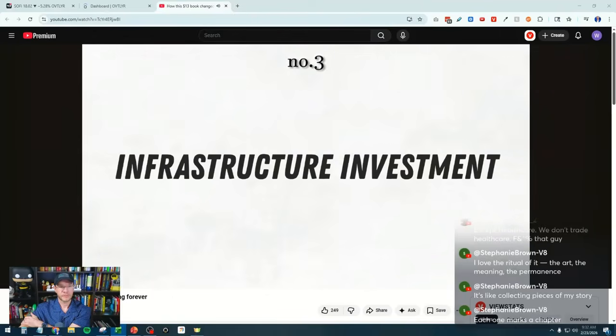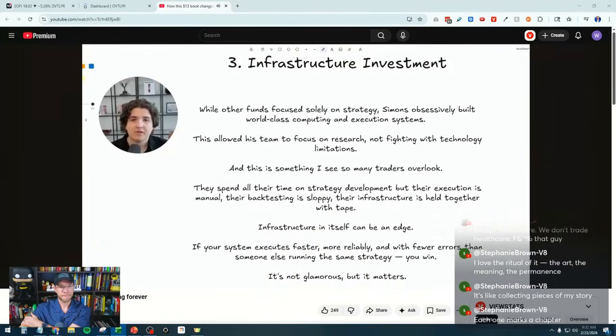Now, lesson 3 is infrastructure investments. While other funds focus solely on strategy, Simons obsessively built world-class computing and execution systems. This allowed his team to focus on research and not fighting with technology limitations. This is something I see so many traders overlook.